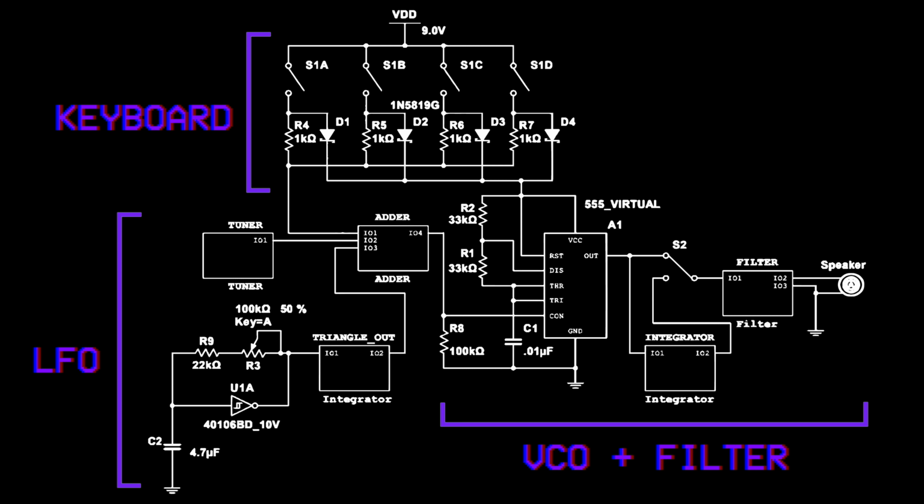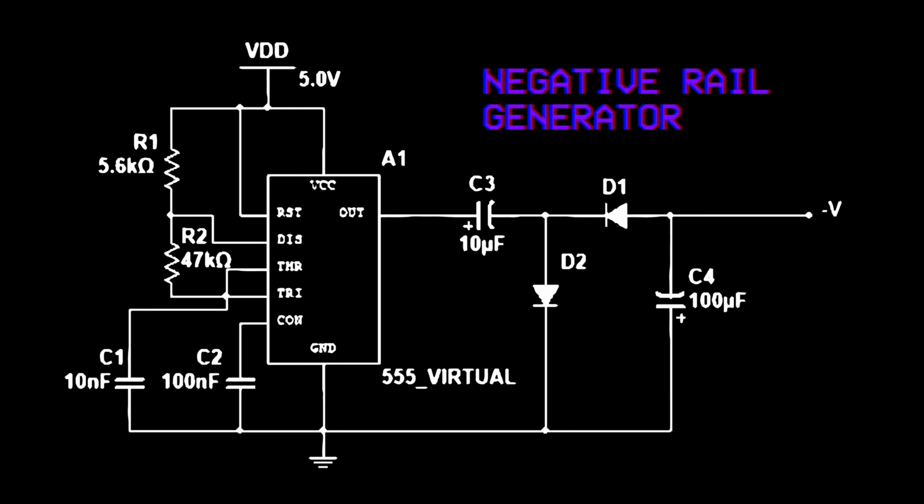A tuning input was planned to integrate with the LFO into the VCO, which would have a triangle wave and square wave output. This would enter a filter to attenuate the signal. The negative rail generator, used to provide a negative voltage for the integrator and adder circuits, uses a 555 timer and clever capacitor placements to create a negative charge on the capacitor's plate.